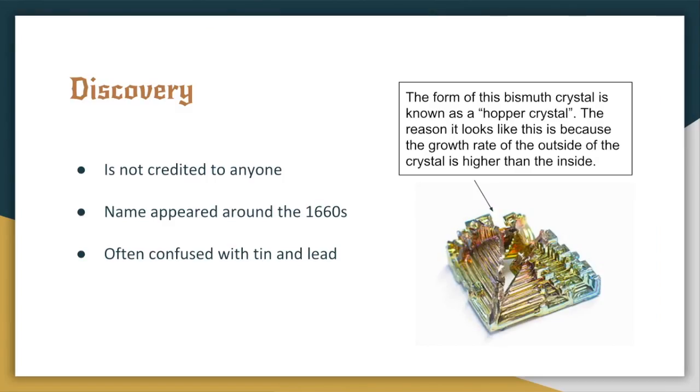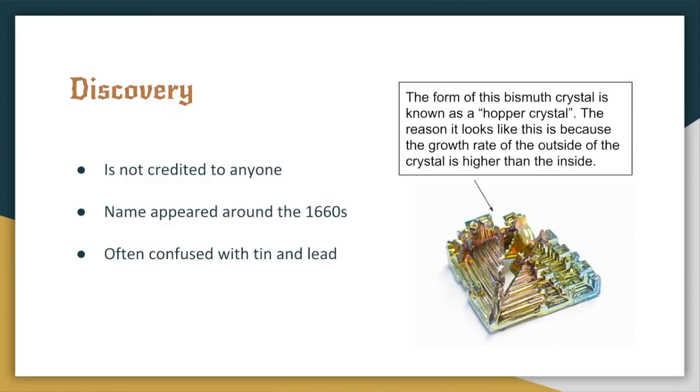So the discovery of bismuth actually has not been credited to anyone due to the fact that it's been around since ancient times. The name bismuth, however, appeared around the 1660s. It had been translated from several languages, originally deriving from Latin. Due to the fact that this element is so old, back in ancient times when it was commonly used, it was often confused with tin and lead because the metal in solid form looked a lot like those other elements.